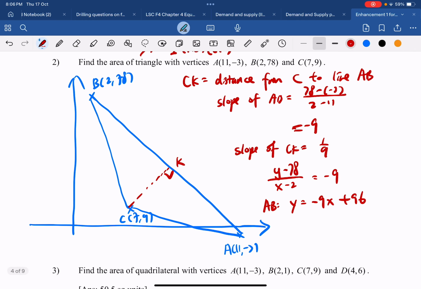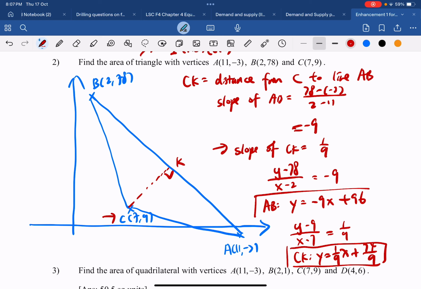And then I use the program. That's why you see I save some steps, okay? And then for CK, y minus 9 over x minus 7 equals 1/9. Point-slope form, right? Because we got the slope of CK and then we got the coordinates of C. So y equals 1/9 x plus 74/9. That's the equation for CK.